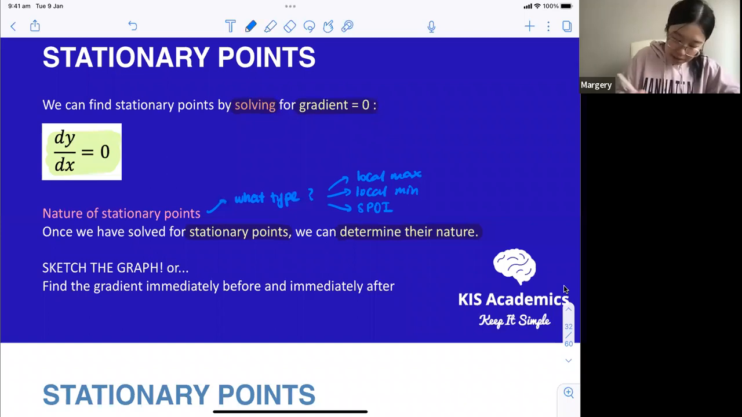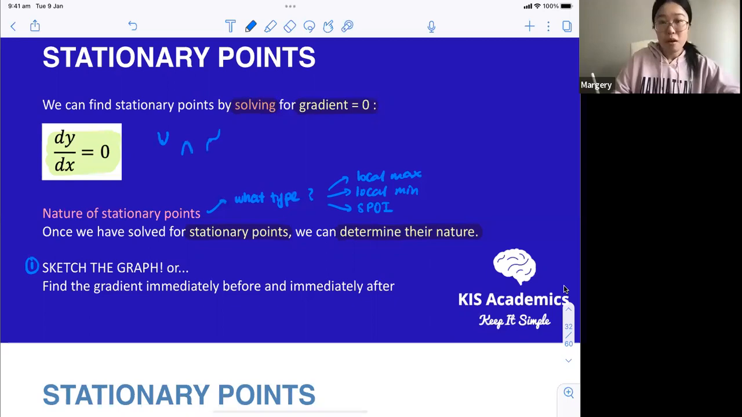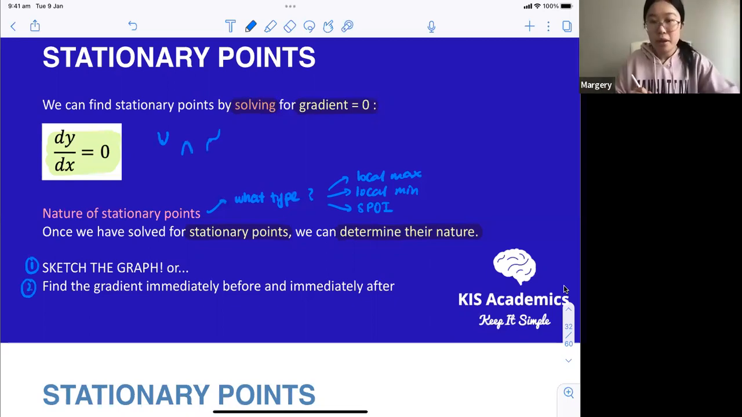So we can either sketch the graph, so drawing the graph out, seeing what it looks like, whether it's a max, a min, or a stationary point of inflection. Or we could also use our gradient sign test. This tends to be the preferred method because a lot of the time our graphs might be really difficult to sketch. And if you don't have your calculator on you, then doing it by hand would be really tricky.